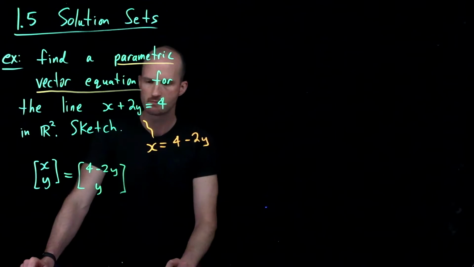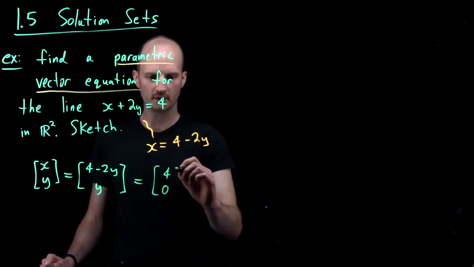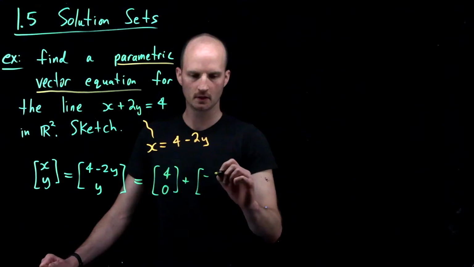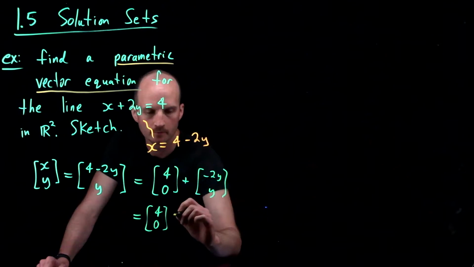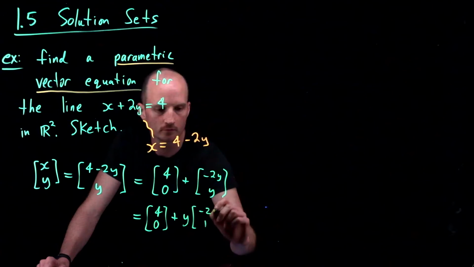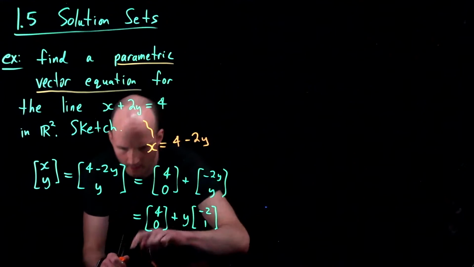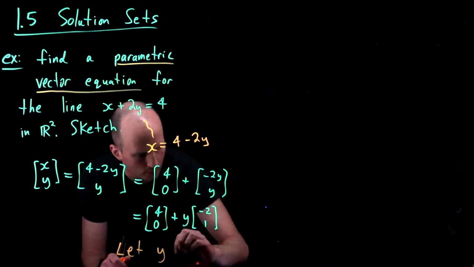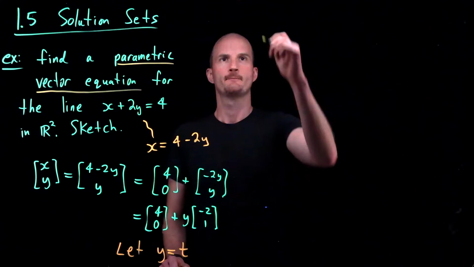Now I'll take this expression here. I'm going to pull it apart, put kind of the constant parts together, plus the parts involving y, and then I'll factor out the y, giving me that. Okay, now I will say let y equal t, just a different letter that we use.